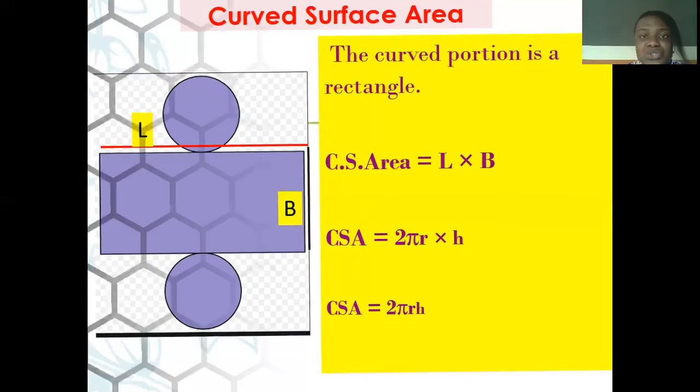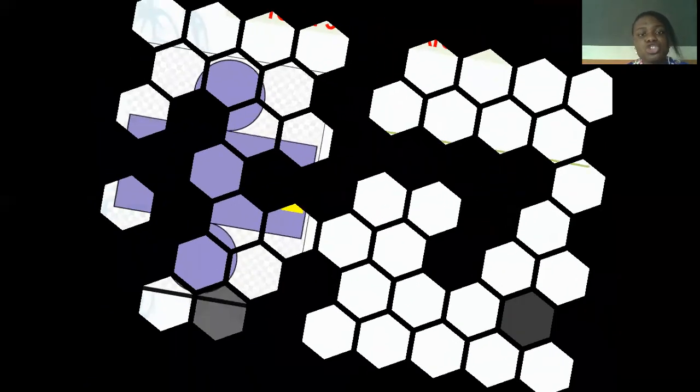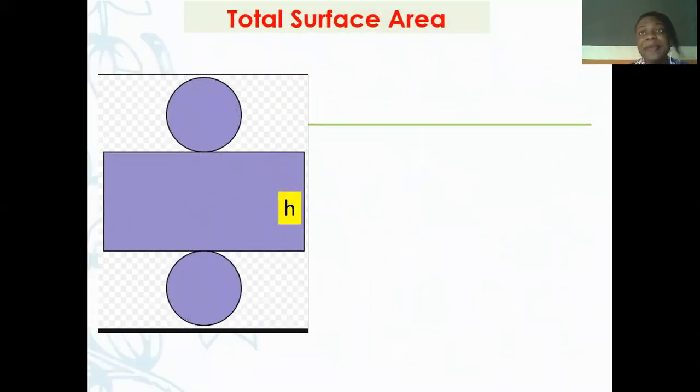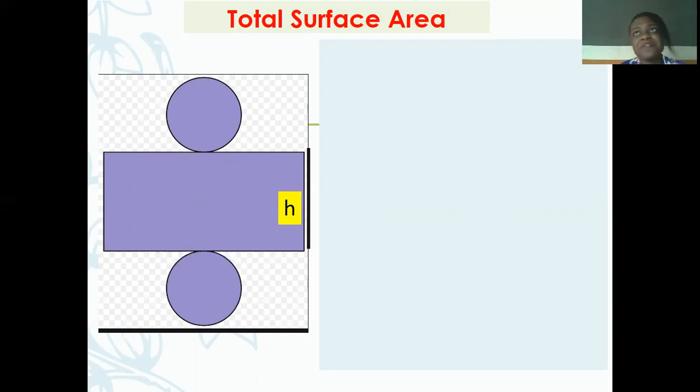Now, let's move on to the total surface area. I've replaced the b, the breadth of the rectangle, with the height of the cylinder. Remember that total surface area means the total area of all the surfaces present. We already said before that the net of a cylinder consists of two circular faces and one curved surface. We've been able to get the formula for the curved surface, right? Now, to get the total surface area, we're just going to add the area of the circular faces to it.